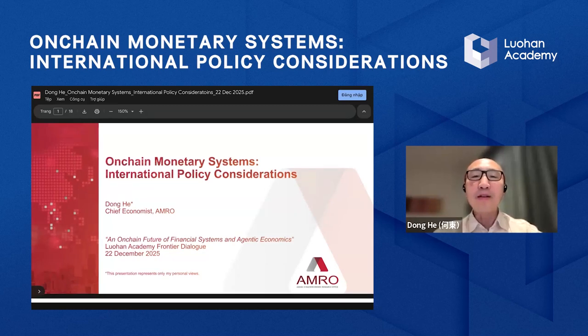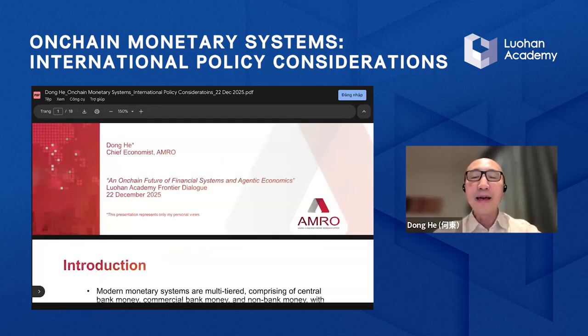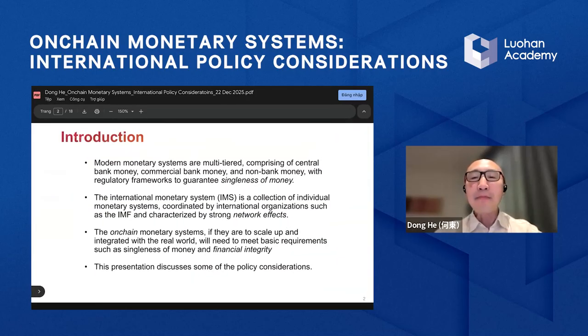So let me focus a little bit on the international monetary policy considerations. As a way of introduction, I think we need to describe modern monetary systems more accurately in order to understand why central banks think the way we think. What are the issues that we care about? Modern monetary systems are multi-layered or tiered, comprising central bank money, commercial bank money, and non-bank money, with regulatory frameworks to guarantee singleness of money.